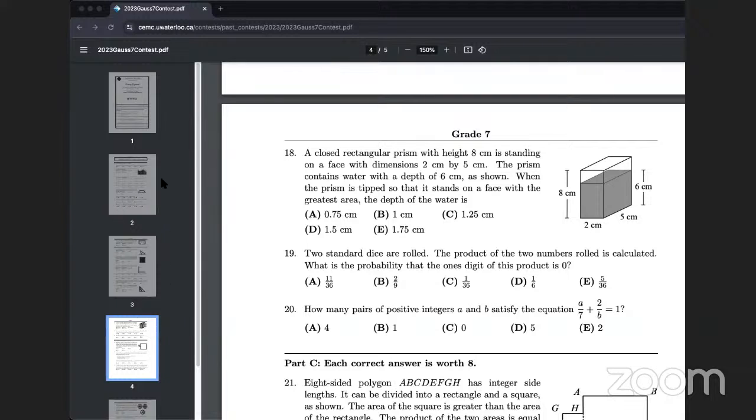There's one 0 on each dice. So then that would be 1 out of 6. Wait, no, wouldn't it be 1 out of 36, because there are 2 dice rolled? Yeah, but where's 2 out of 36 then? The product, wait, let me just reread the question real quick. The product of two numbers rolled is calculated. What is the probability that one digit of this product is 0?